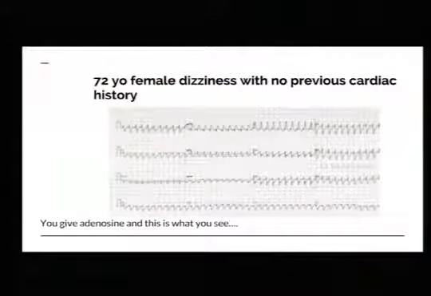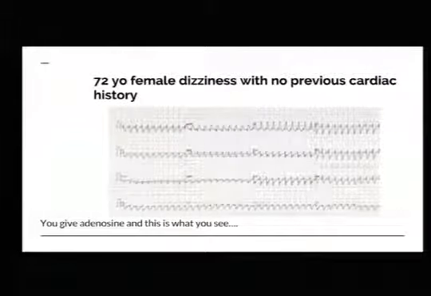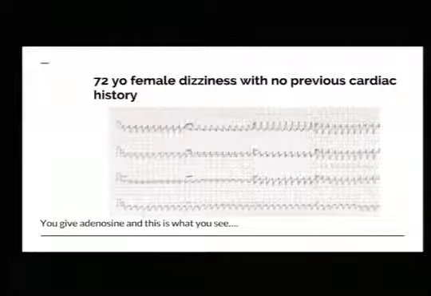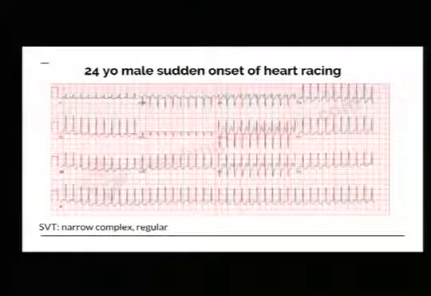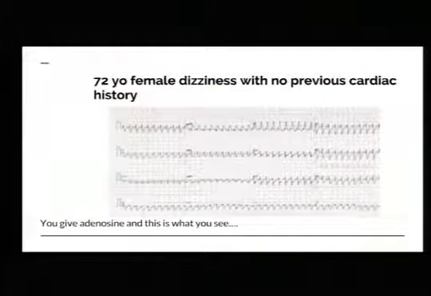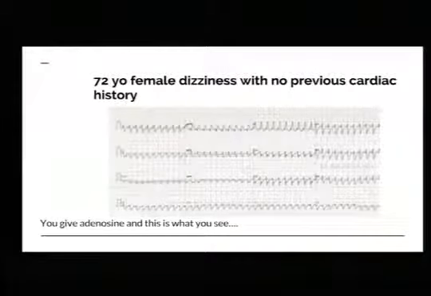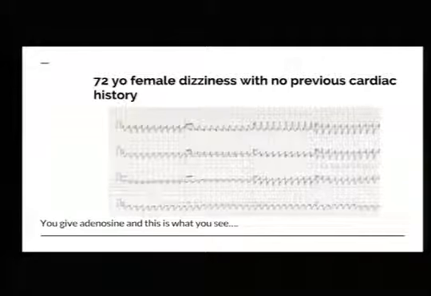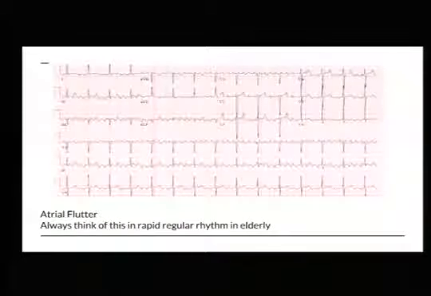Okay. Here's one very similar. 72-year-old female. She's dizzy. She has never had any cardiac history. She's never had an ablation. She's never been on cardiac meds. She's never had an MI. So this looks kind of similar to that one, right? It's fast. It's regular. But she's 72. So you give adenosine because you think she's a narrow complex, regular tachycardia. And that's what you see.